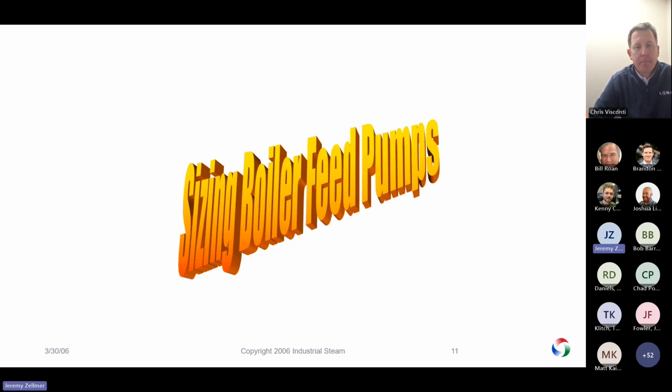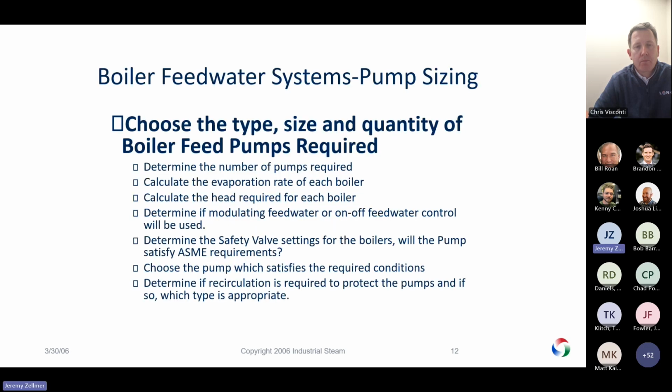Sizing boiler feed water pumps for the applications. Boiler feed water systems pump sizing. Choose the type, size, and quantity of the boiler feed water pumps required. Determine the number of pumps required. Calculate the evaporation rate of each boiler. Calculate the head required for each boiler. Determine if modulating feed water or on-off feed water control will be used. Determine the safety valve settings for the boilers. Will the pump satisfy ASME requirements? Choose the pump which satisfies the required conditions. Determine if recirculation is required to protect the pumps, and so which type is appropriate.